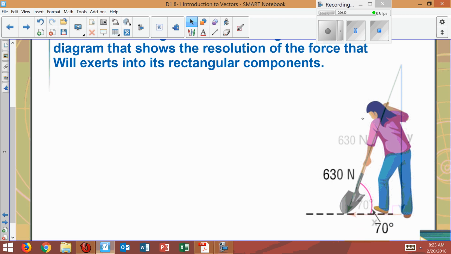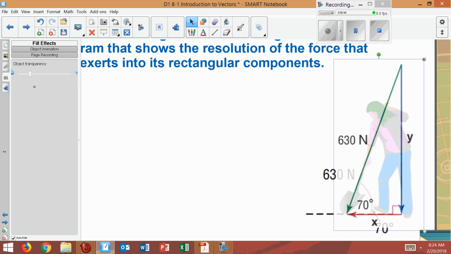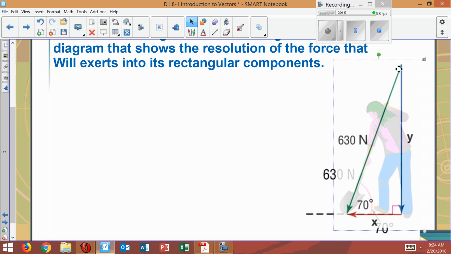So here's an image of Will, and he's shoveling into the ground. What we've been told is that there's 630 newtons of force going into the ground, and he's doing so at a 70-degree angle. Behind here I have an image of a triangle that you cannot see that clearly. Let me change its transparency, and you'll begin to see that this triangle represents how Will is working. We have a hypotenuse force of 630 newtons, and there's 70 degrees, and we want to find the x and the y.